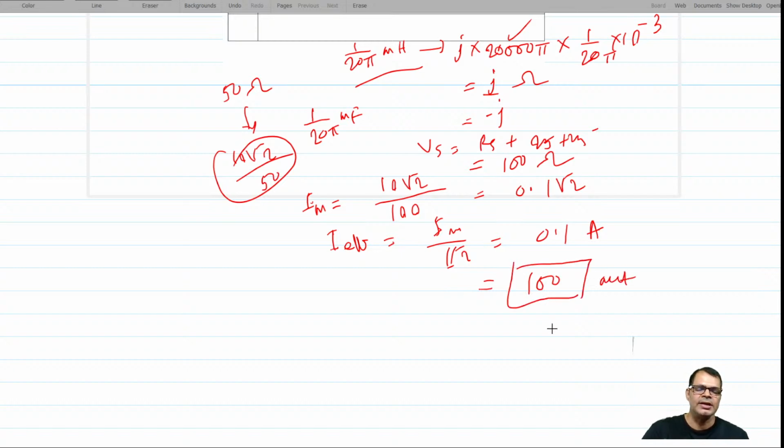Enter the 100 to get plus 2 marks. बच्चों clear है? Just think about how easy it is, but the trickiest part is the 50 ohm internal resistance.